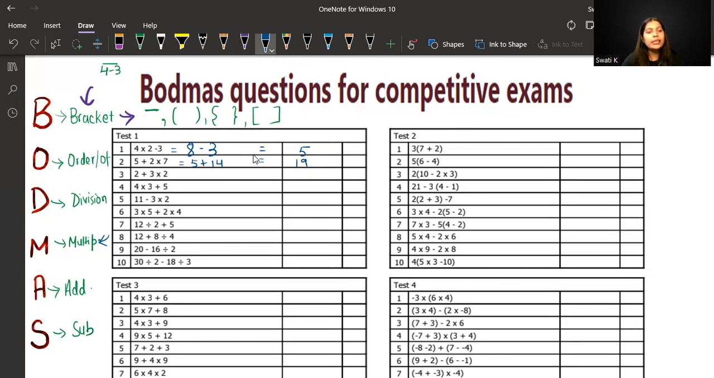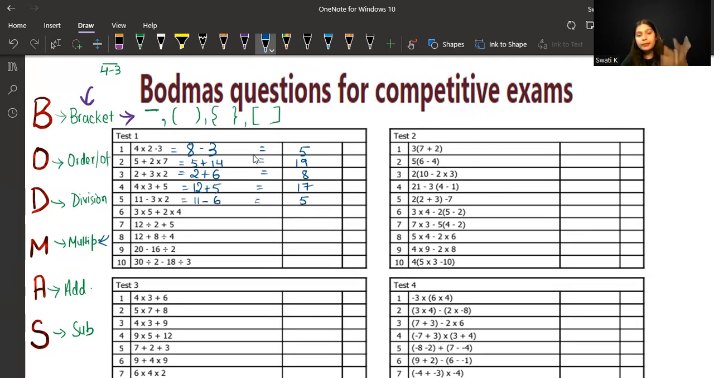Now here, 2 plus 3 times 2, it is very simple. Again, 3 times 2 is 6, so 2 plus 6 is 8. Next we have 4 times 3 plus 5, of course multiplication first. So 4 times 3 is 12, and 12 plus 5 is 17. I'm doing all these questions very quickly so that I can take the difficult ones. So 11 minus 3 times 2: as it is 3 times 2 you have to do first, that is 6. Now 11 minus 6 is 5.